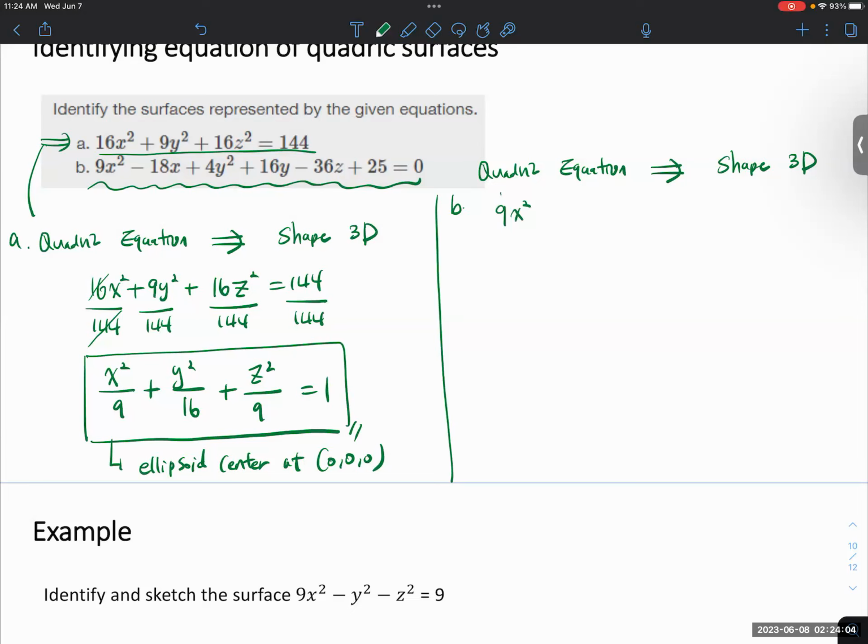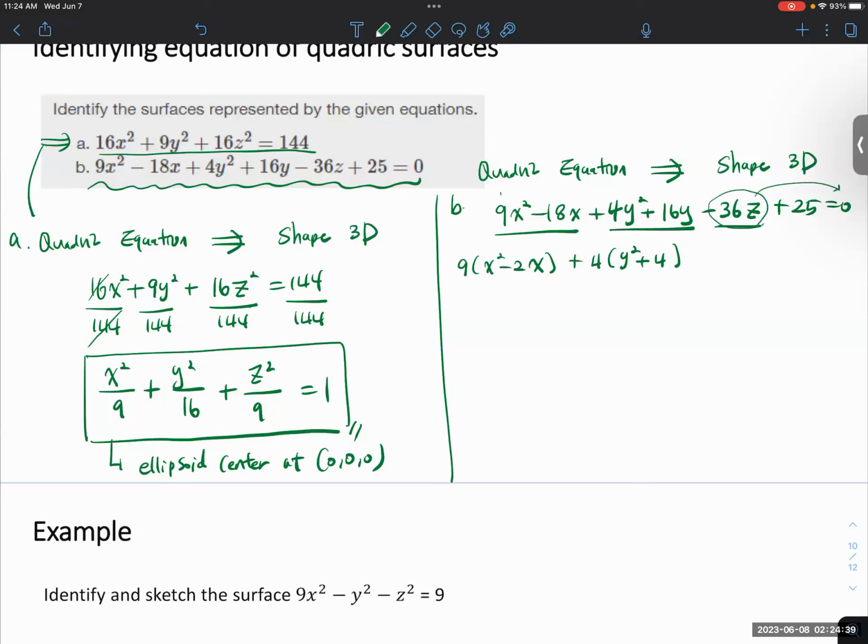So 9x squared, let me group the same family, 9x squared minus 18x. Okay, everything in the same order. 4y squared, minus 16y, minus 36z plus 25 equals 0. So let me find the common factors. So the x family, the y family. So 9x squared minus 2x, 4 y squared minus 4y. And because I don't see any z family, let me move this one to the other side, plus 25 equals 36z.